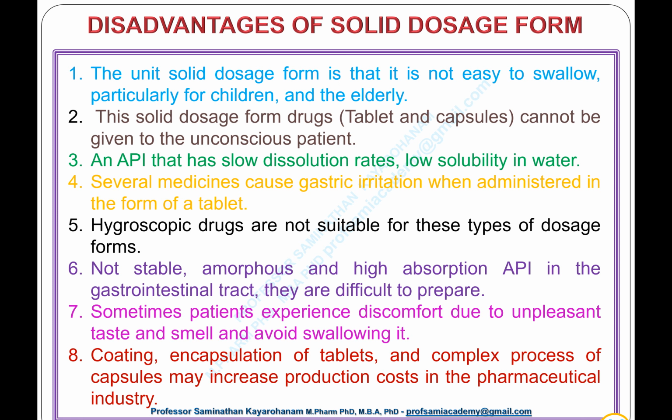4. Several medicines cause gastric irritation when administered in the form of a tablet. 5. Hygroscopic drugs are not suitable for these types of dosage forms. 6. Unstable, amorphous APIs with high absorption in the gastrointestinal tract are difficult to prepare. 7. Sometimes patients experience discomfort due to unpleasant taste and smell and avoid swallowing them. 8. Coating, encapsulation of tablets, and the complex process of capsules may increase production costs in the pharmaceutical industry.